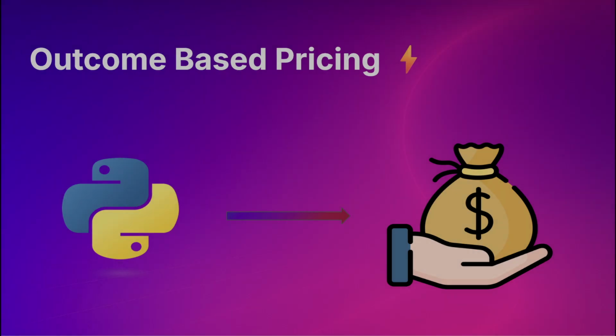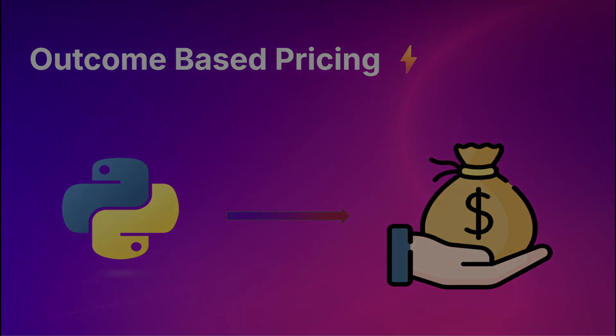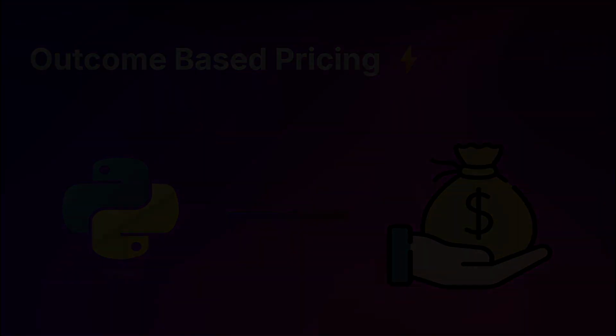For AI agents, outcome-based pricing can be effective. What does outcome-based pricing mean? It means our customers pay based on the actual results they get from our agent. For example, if we're selling an agent that can help with lead generation, we might charge per sales lead generated. Similarly, if we're selling an agent that can help with support, we might charge per support ticket resolved.